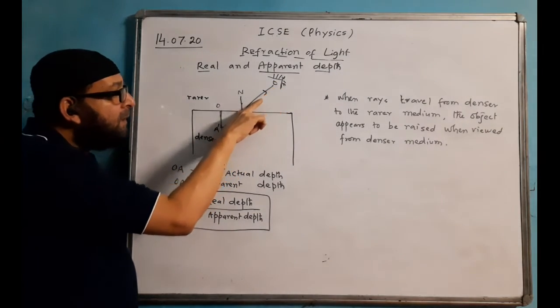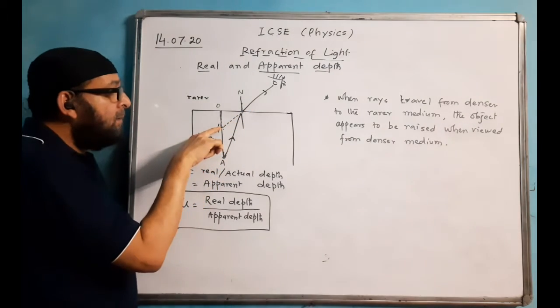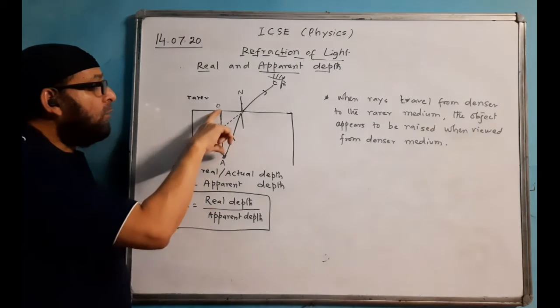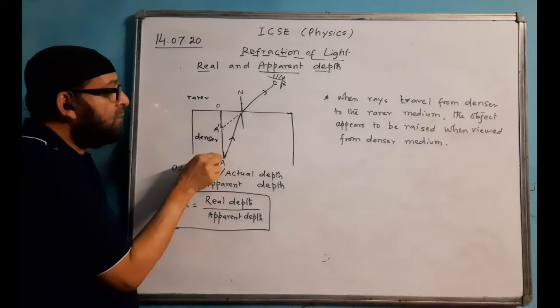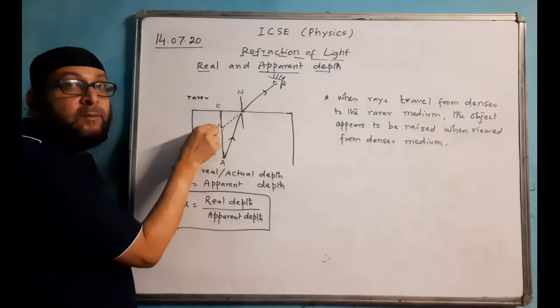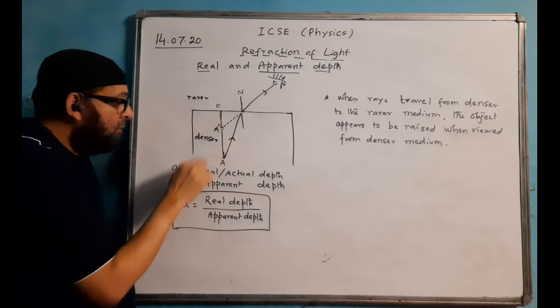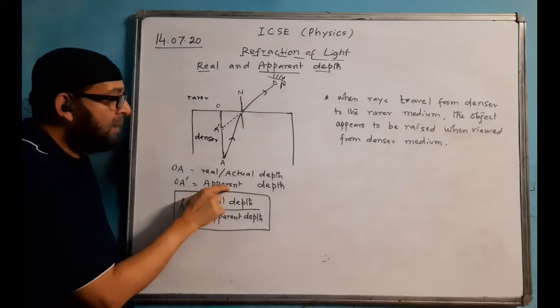For the observer, the ray appears to come from a point over here. That is due to refraction effect. So OA was the actual or real depth, but due to refraction, this object is appearing to be over here, means at a lesser depth. This depth OA dash is called apparent depth. OA is the real or actual depth, whereas OA dash is apparent depth.